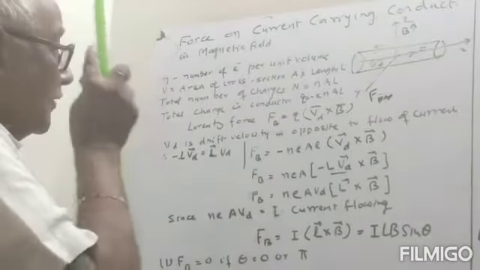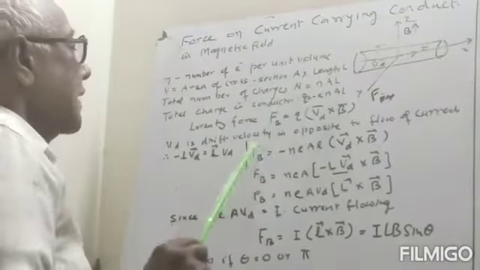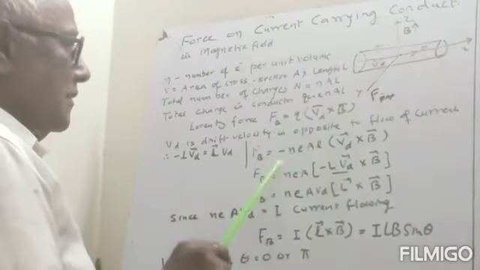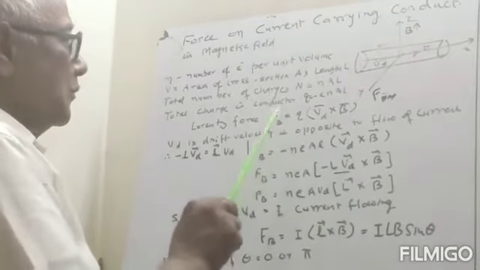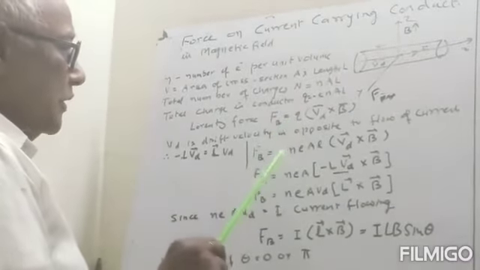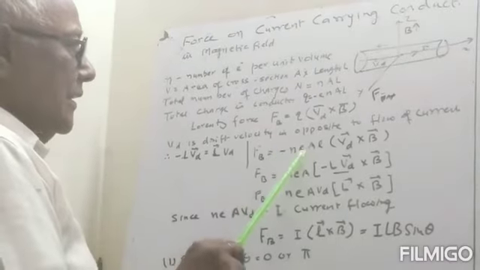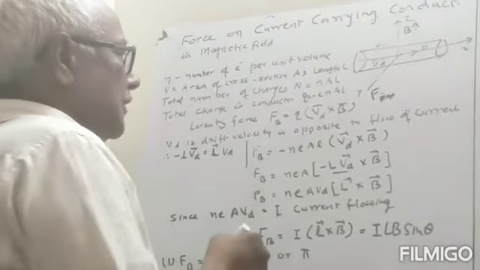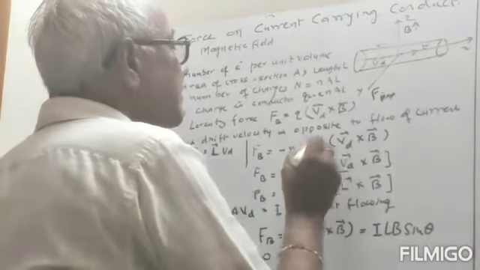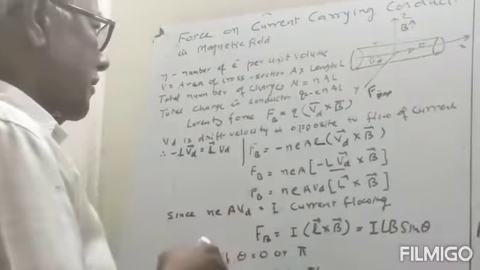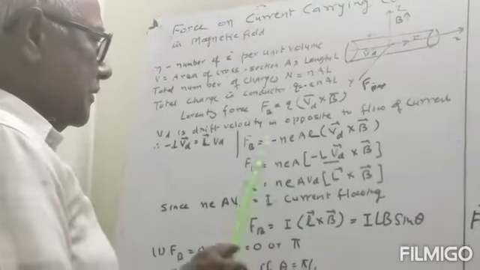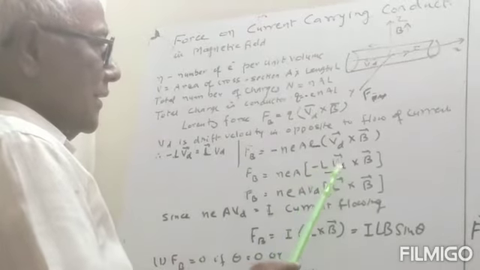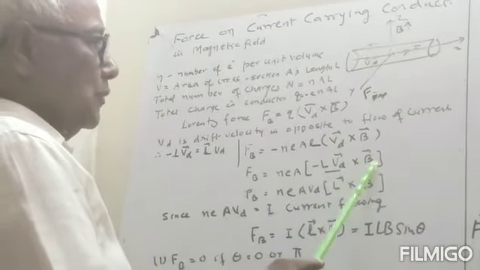Now, what will be Fb? Fb will be equal to minus n, we substitute the value of Q is equal to minus n e A L, multiplied by Vd cross B. So now here we can write this is equal to n e A, minus L into Vd vector cross B.